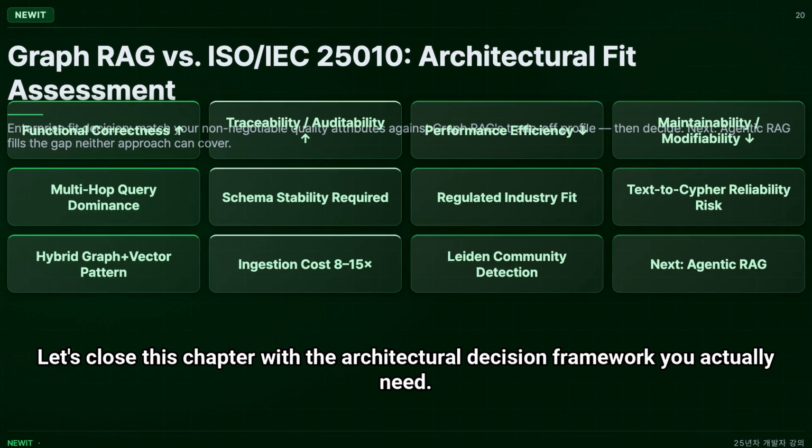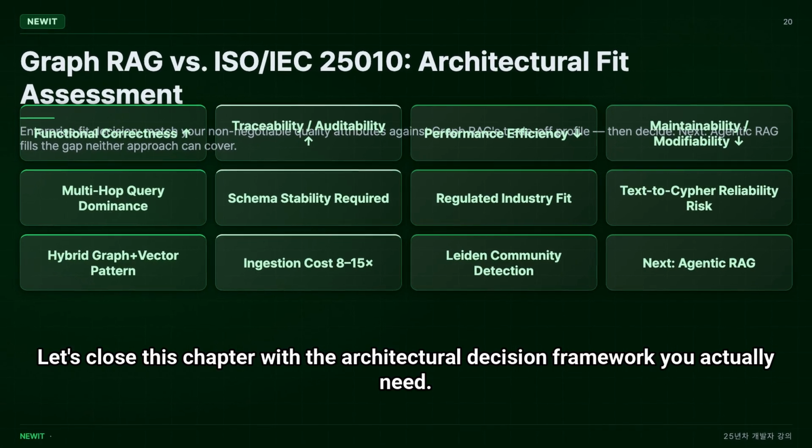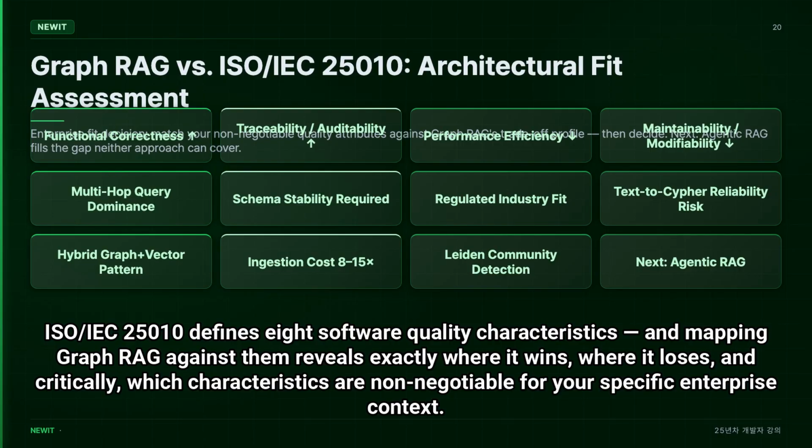Let's close this chapter with the architectural decision framework you actually need. ISO 25010 defines 8 software quality characteristics. Mapping graph RAG against them reveals exactly where it wins, where it loses, and critically, which characteristics are non-negotiable for your specific enterprise context.